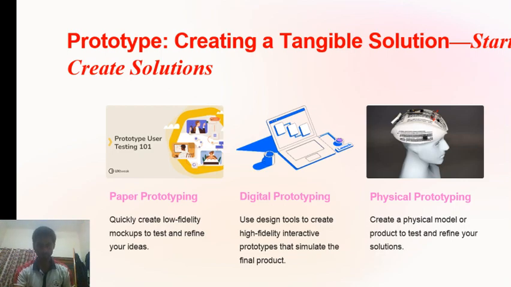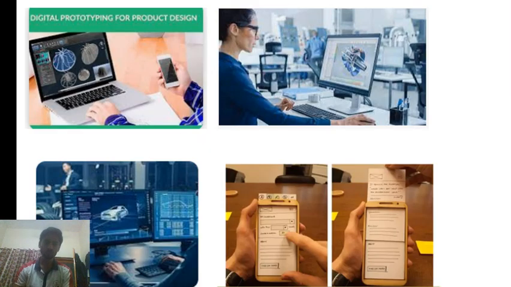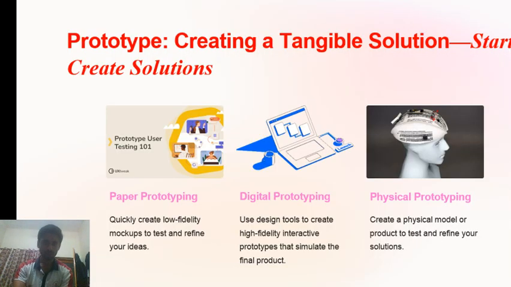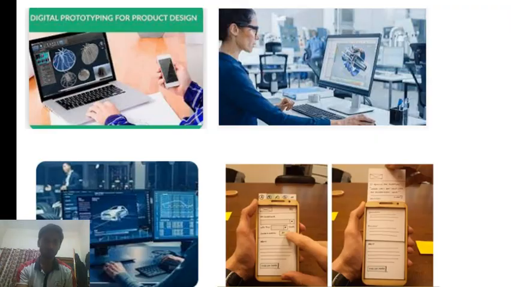So once the test is completed, then once the prototype is done, this is the digital prototype. Now come to the physical prototype. Once the digital prototyping is a success, then we will produce the physical one.